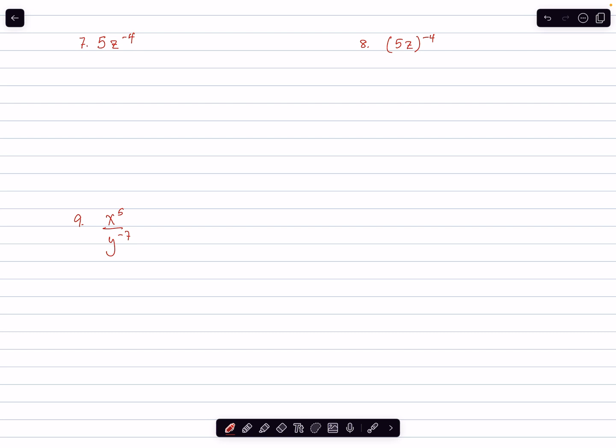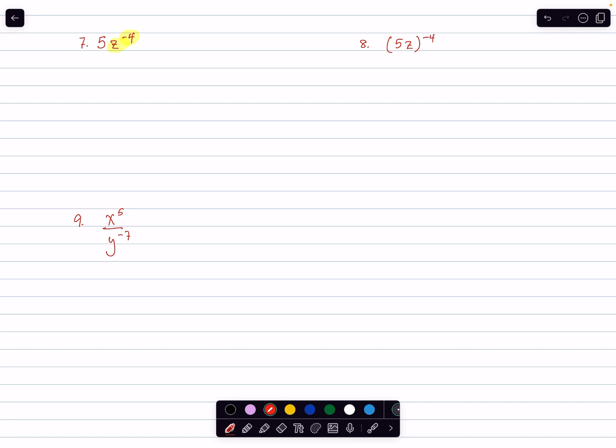We're going to start with the one marked number 7, which is 5z to the negative 4th. And the first thing I need to remember is this negative 4 has a very specific job to do, and it's very specifically attached to only what it is next to. So the thing that it is currently modifying is this z. It's not modifying the 5.